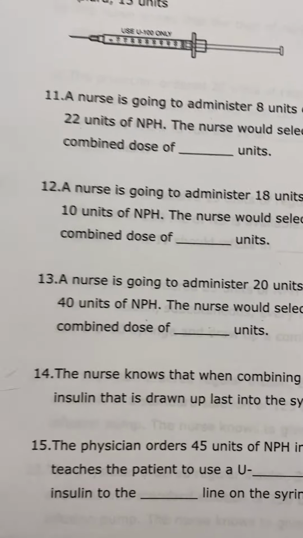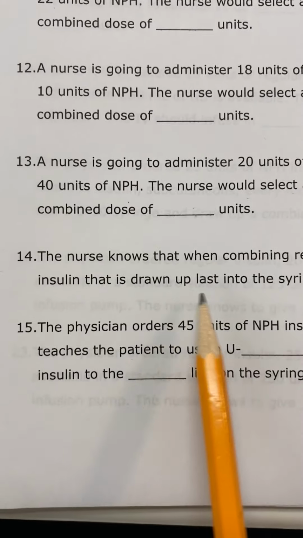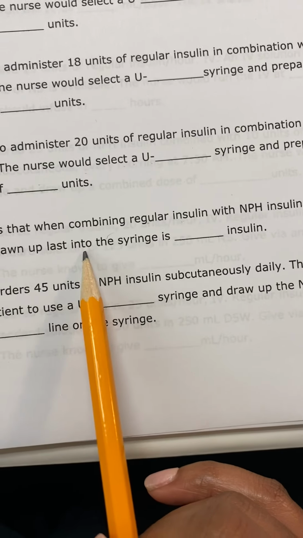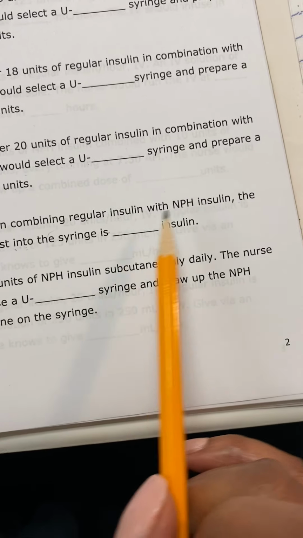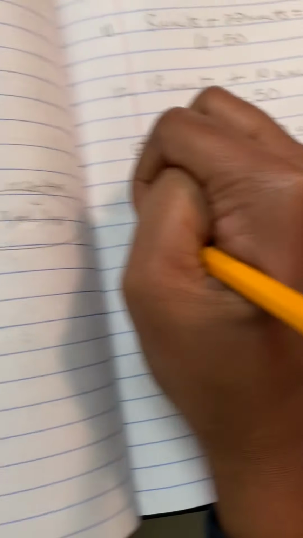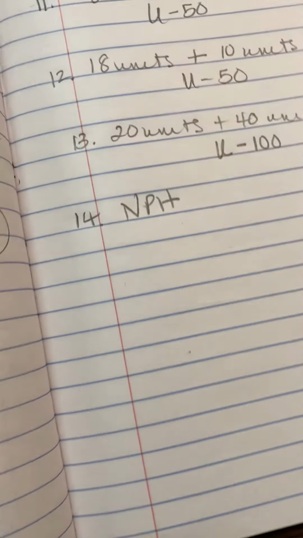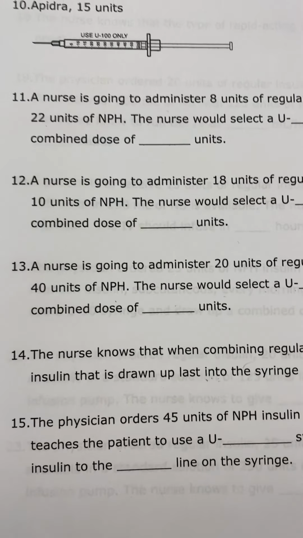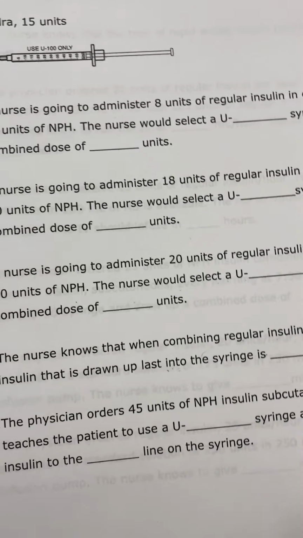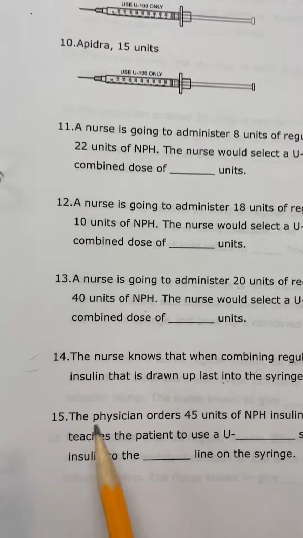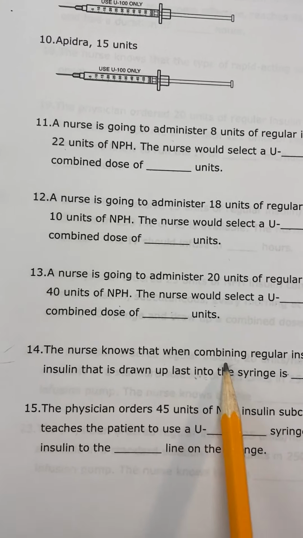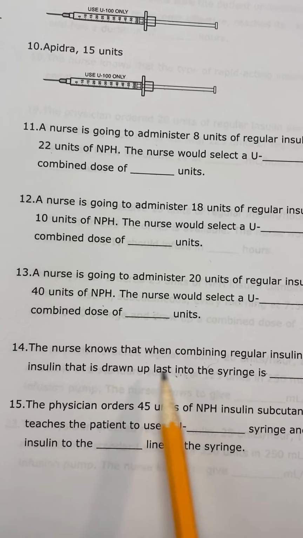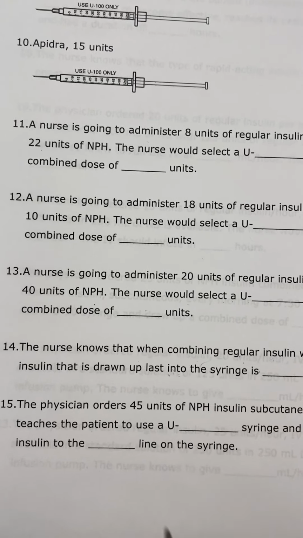Okay, for number 14, the nurse knows that when combining regular insulin with NPH insulin, the insulin that is drawn up last into the syringe is NPH. The regular insulin is always drawn up first. The NPH is always drawn last. You want to put that last, okay? For 14, the nurse knows that when combining regular insulin with NPH insulin, the insulin that is drawn up last is the NPH. All right, just making sure you got it.